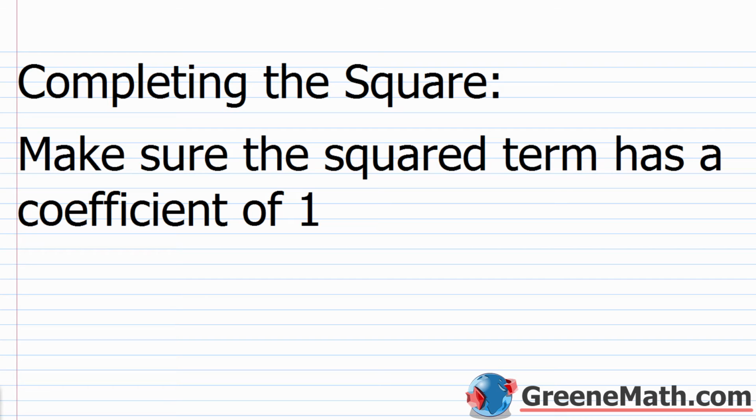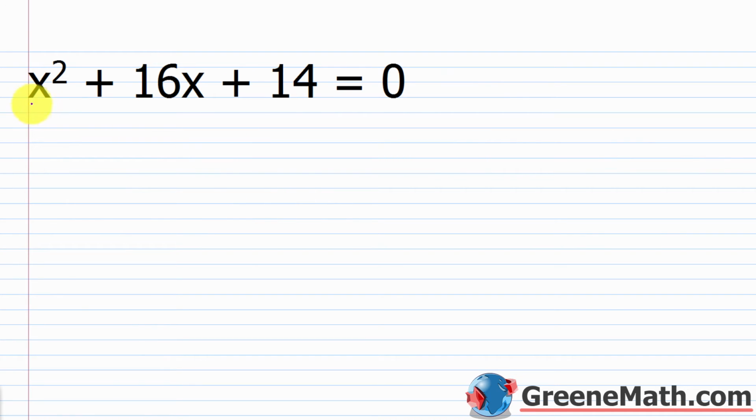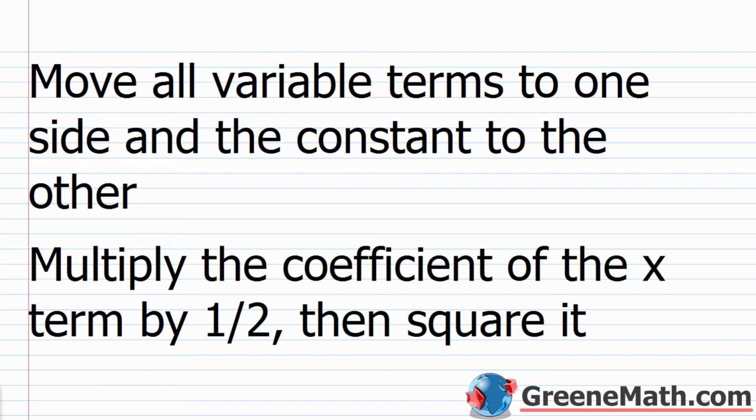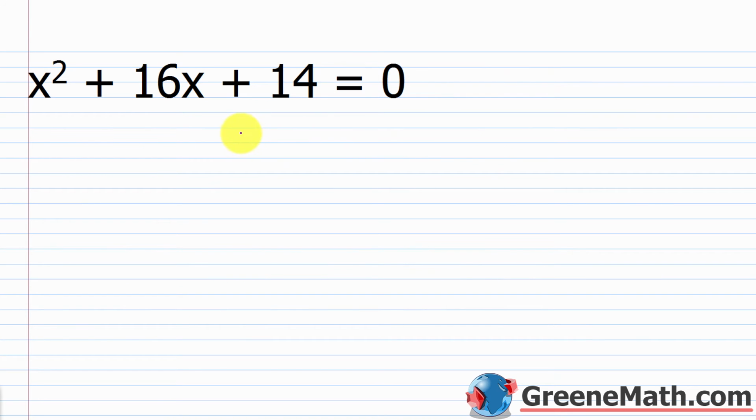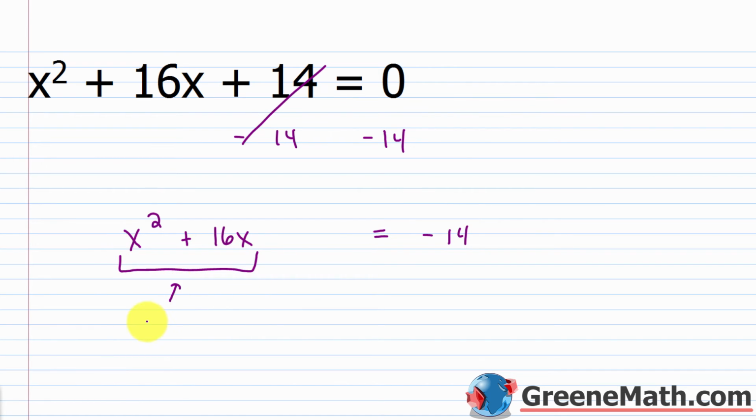So the first thing to do is to make sure the squared term has a coefficient of 1. So if we go back up, and I'll kind of jump back and forth, this already has a coefficient of 1, so we're good to go there. The next thing you want to do is move all the variable terms to one side and the constant to the other. So for this one, I could just subtract 14 away from each side of the equation. This would cancel. We would have x squared plus 16x, and then I'll move this down because we're going to need to put something in that place right there. This will be equal to negative 14. So all the variable terms are on one side. These are the variable terms.